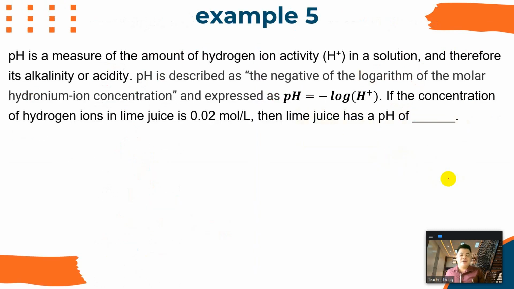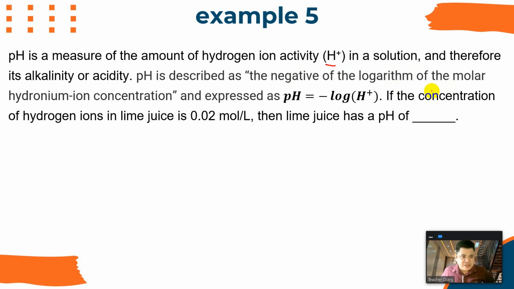Now let's have the problem solving. So let's have a problem which we can actually relate to logarithm. pH is a measure of the amount of hydrogen ion activity, which is symbolized by this, in a solution, and therefore its alkalinity or acidity. pH is described as the negative of the logarithm of the molar hydronium ion concentration and expressed as pH equals negative logarithm of hydrogen ion.